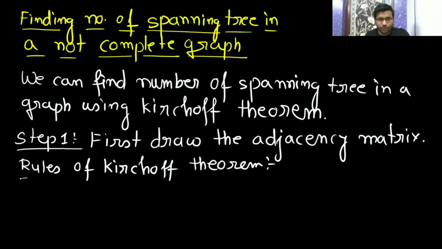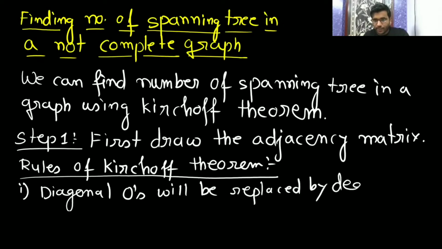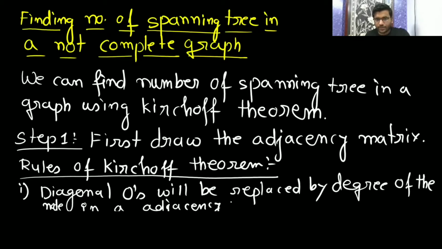So what is the rule? First rule is the diagonal zeros will be replaced by the degree of the node in the adjacency matrix. See, with an example I will make all these points clear.